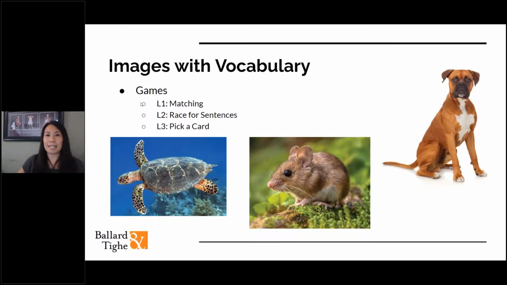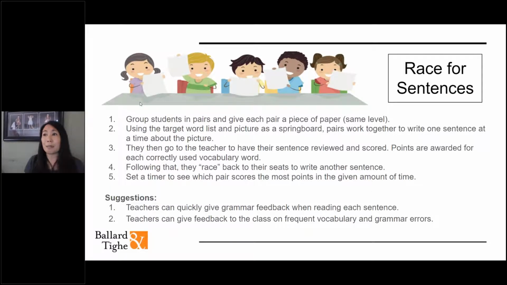With Race for Sentences, that is an actual activity that I've played with my students, and I say play because I love to call them games, learning activities. This activity, Race for Sentences, is really great in person. I'll talk a little bit about how you could do it virtual, but first in person, you would basically pair students off. You would give them a piece of paper. It's generally better to partner them by level so that each student feels like they can interact and give to the conversation. You're going to start with a target word list, so all the vocabulary you just taught.